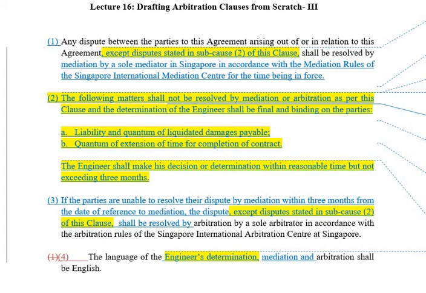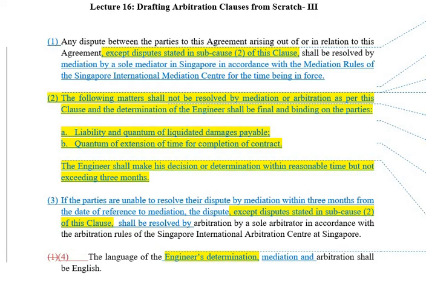Where will be the seat or place of arbitration? We have specified that in subclause 1 as Singapore for mediation, and Singapore we have provided in subclause 3 for arbitration. Whether the proceedings could be heard in a venue other than the seat of arbitration, that is covered in the relevant institutional rules. We need not worry about it.